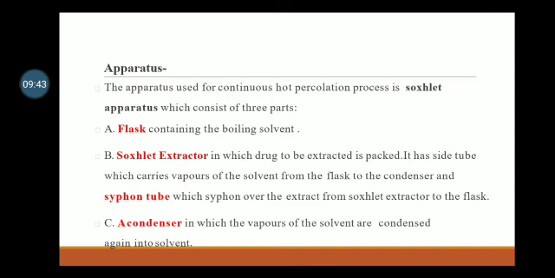Apparatus. The apparatus used for the continuous hot percolation process is the Soxhlet apparatus, which consists of three parts. A. Flask containing the boiling solvent. B. Soxhlet extractor, in which the drug to be extracted is packed. It has a side tube which carries vapors of the solvent from the flask to the condenser, and a siphon tube, which siphons over the extract from the Soxhlet extractor to the flask. C. A condenser in which vapors of the solvent are condensed again into solvent.